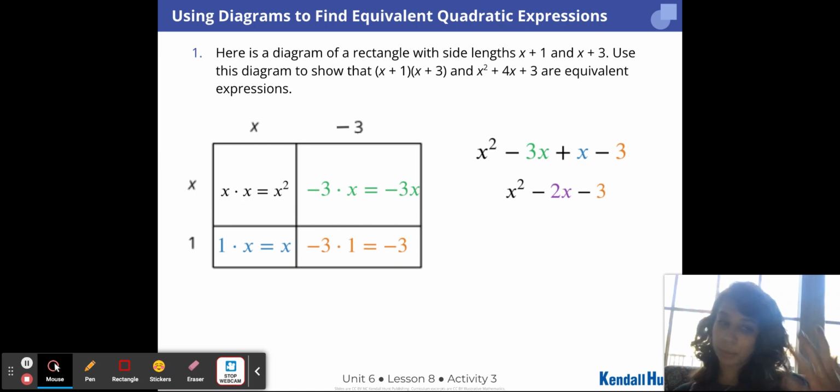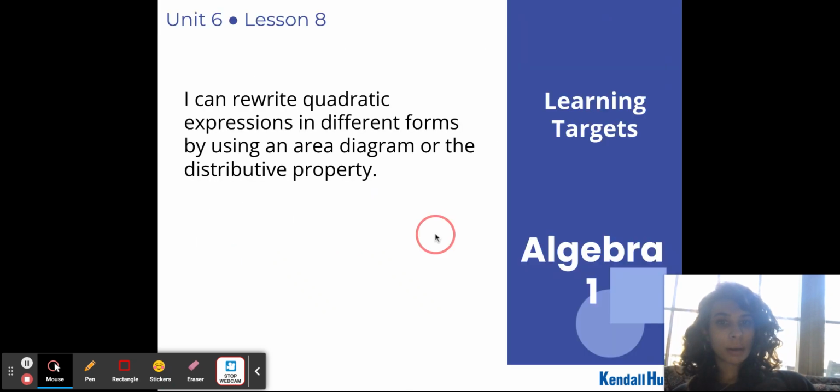And so in your homework, just practice. Draw those diagrams out. Make it easy for yourself. We'll be practicing it more together in class. But your goal for today is that you can rewrite quadratic expressions in different forms by using the area diagram or the distributive property. And so we'll explore this together. Like I said, this new lesson is an introduction to what comes next, but it also wraps up our first half of our unit. So I look forward to seeing you there.